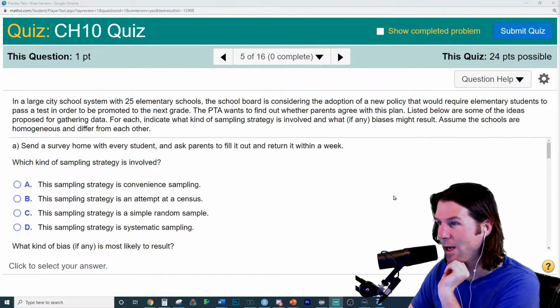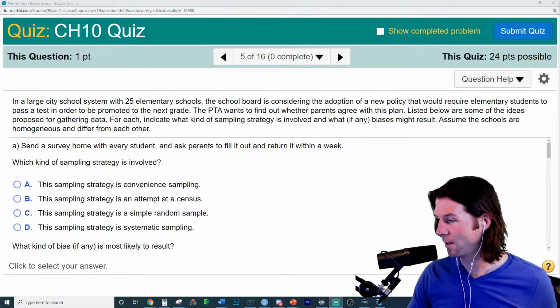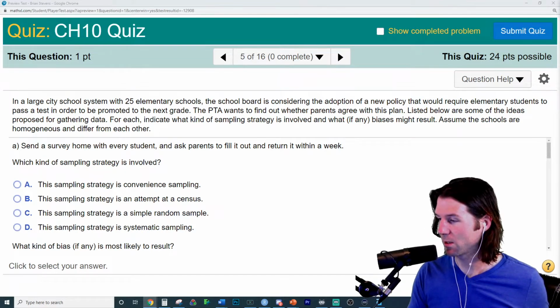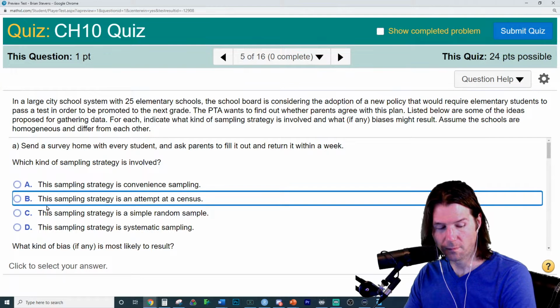No ideas? Anybody? Let's throw some 20 points, wake everyone up. Who knows? Their goal is to get every student. Attempt at a census. Thank you, Alexander. Excellent work right there. They are attempting to do a census.